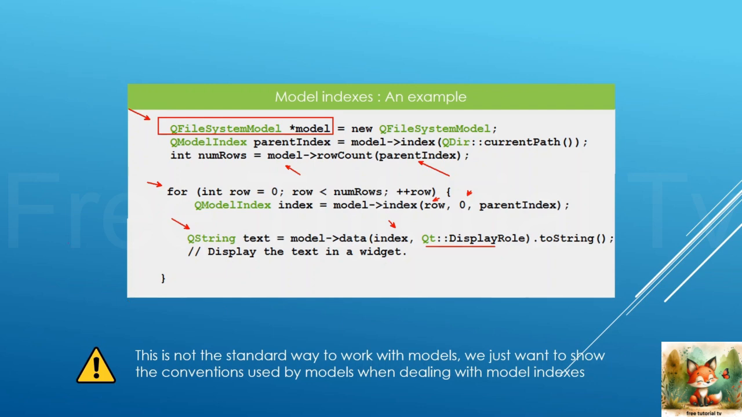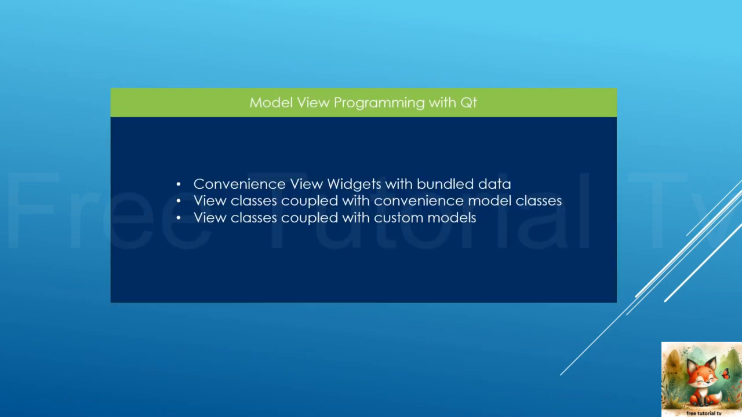And one thing I want to say is that this is not the standard way to work with models, and I use this just as an example to show you how you can use the QModelIndex API to do all kinds of crazy things. Okay, we have talked about models, and I think you now have a better idea of this architecture we have in Qt.